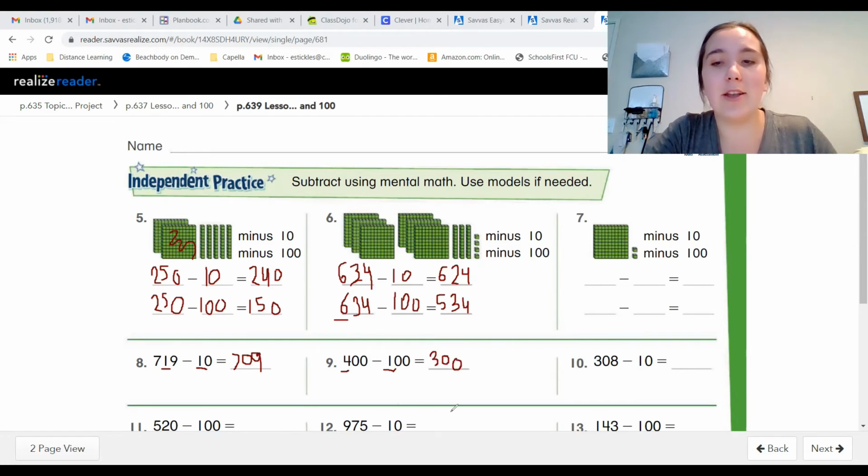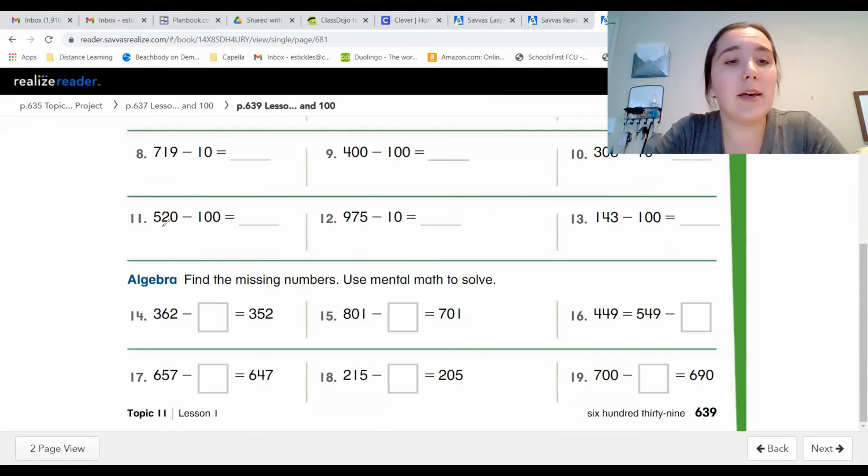Let's go down and do number 11 together. Number 11 says 520 minus 100. So I have 500s minus 100. So my hundreds place is going to go down by 1. 5 minus 1 is 4. So instead of having 500, I only have 400. I still have my 2 tens, and I still have 0 ones, which means that 520 minus 100 equals 420. I want you to do number 12. Pause me, solve it, come back when you're done, and we'll double check.